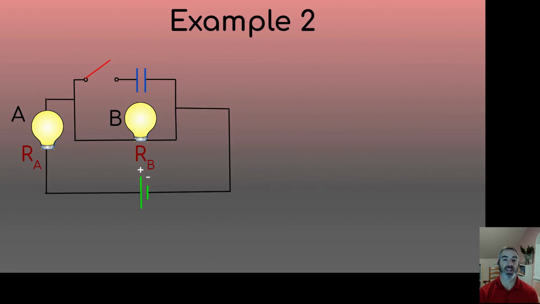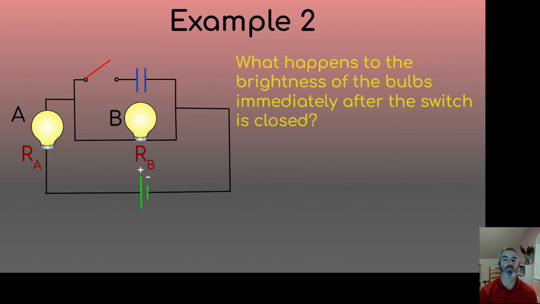So let's look at a second example where we have two light bulbs, light bulb A and B, hooked up with a potential of a battery. And in parallel with light bulb B, we have a capacitor that has a switch that is open. The capacitor is initially uncharged. And we want to know what happens to the brightness of the bulbs immediately after the switch is closed. So we can close the switch and we see light bulb B goes out.